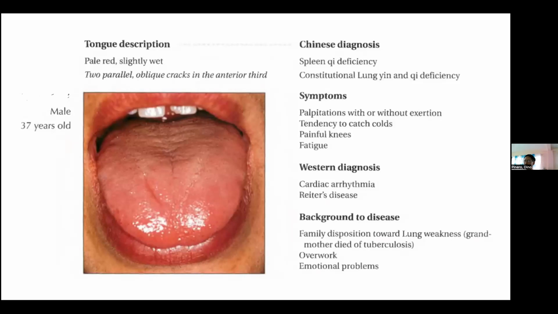The symptoms are palpitation with or without exertion, tendency to catch colds, painful knees, and fatigue. Sa Western diagnosis, there is a cardiac arrhythmia, Reiter's disease. Sa background to disease, family disposition towards lung weakness, grandmother died of tuberculosis, overwork, and emotional problems.